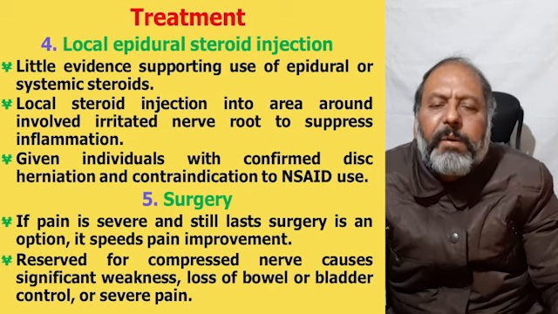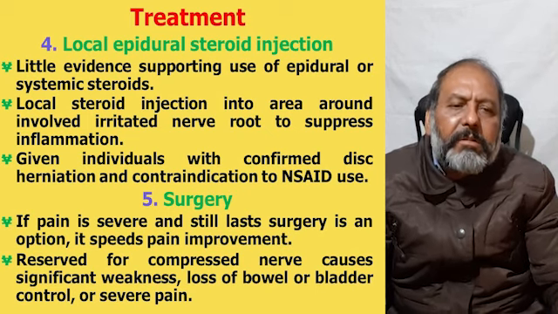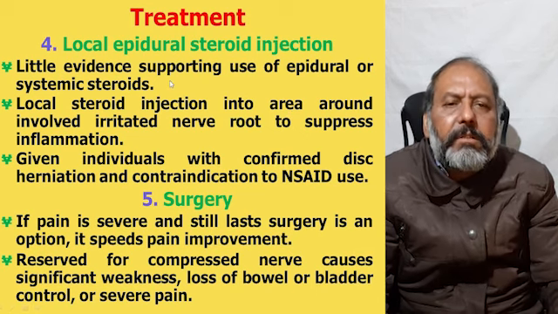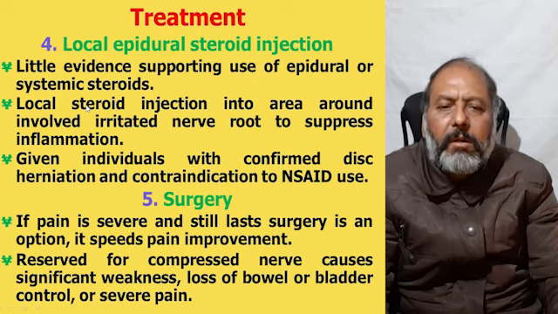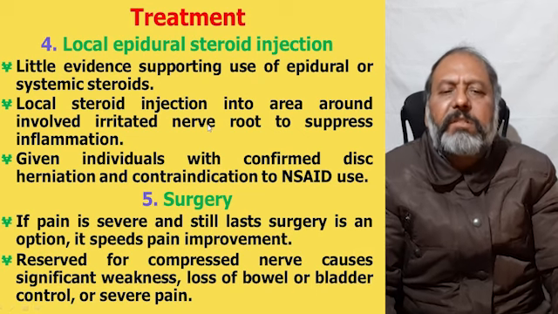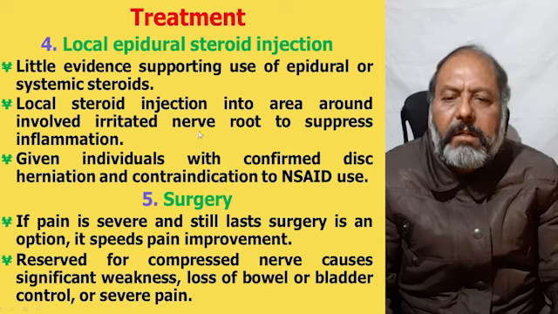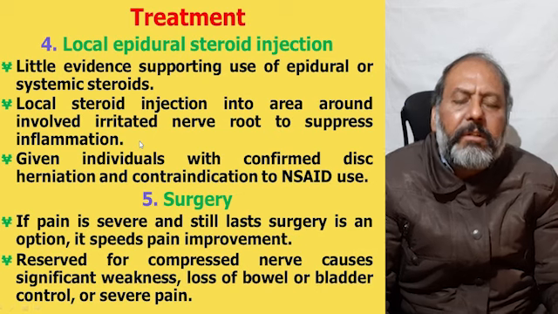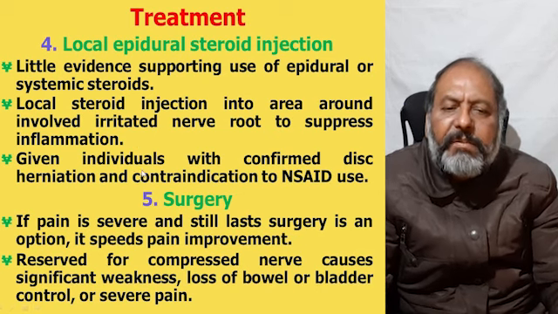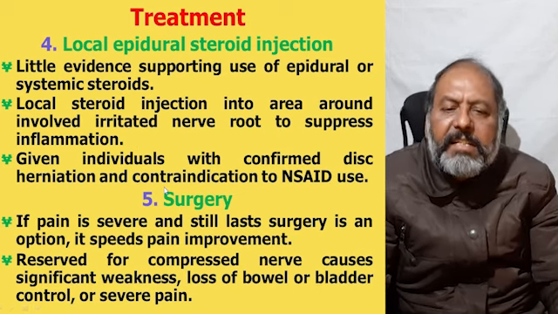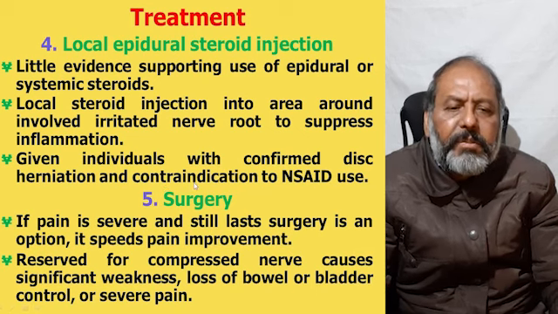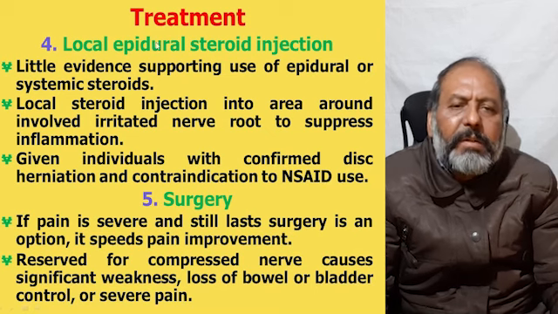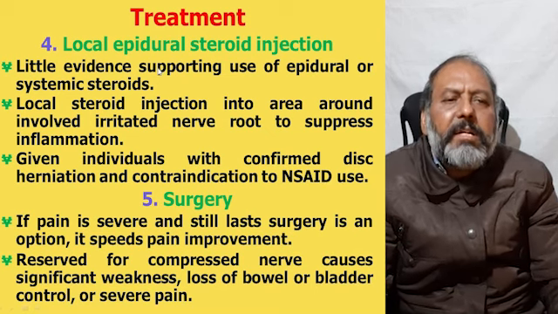Now, number 4 is the local epidural steroid injection. As I have already shown you, little evidence supports the use of epidural or systemic steroids. Local steroid injection into the area around the involved irritated nerve root to suppress the inflammation is more effective, and is given to individuals with confirmed disc herniation and those with a contraindication to non-steroidal anti-inflammatory drugs, so one can go for the local epidural steroid injection.